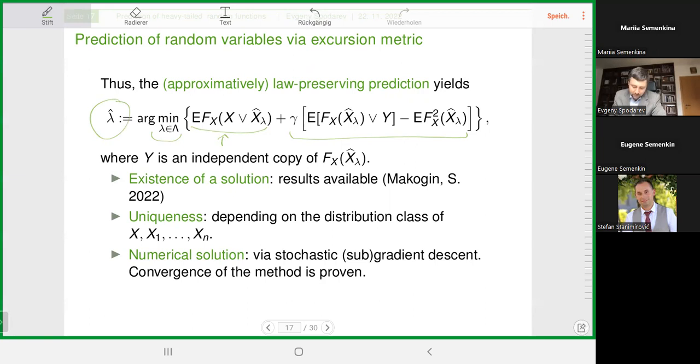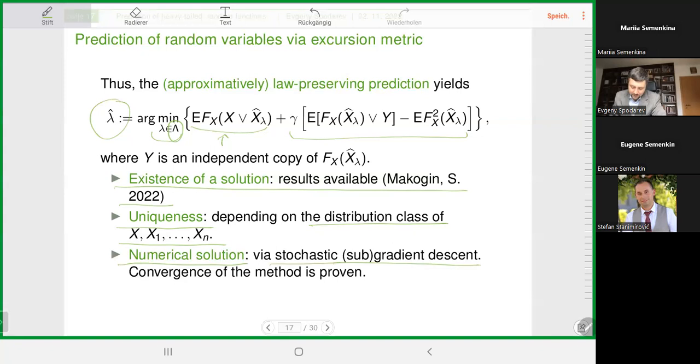So it is a kind of an effort to show that the solution exists, and we did it. The results are available under some specific assumptions on continuity and on the compactness of lambda and so on. The uniqueness, however, can be proven only depending on the class of distributions which are considered. So it is impossible to do it for all possible random variables because we are in very great generality. In this generality, it's just nonsense. And a numerical solution can be given by whatever decent minimization method. We just implemented one of them, the stochastic subgradient descent, which is quite fast and gives nice results.